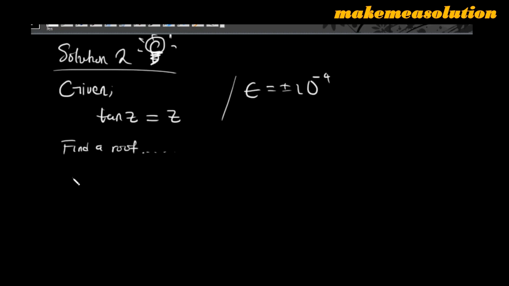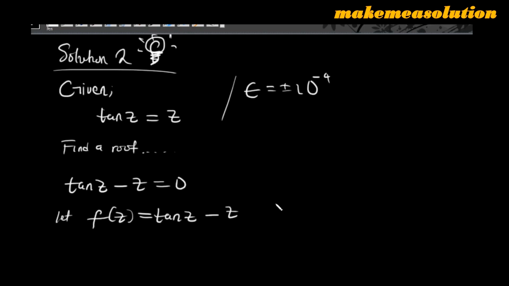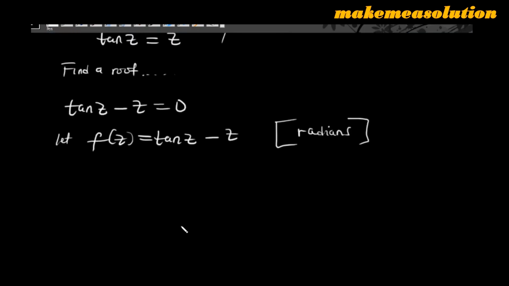First of all, you're going to say tan z minus z is equal to 0. So having expressed it like this, you're going to say let f of z be tan z minus z. Now take note, you have tan z minus z, so every calculation will be done in radians. So you're going to program your scientific calculator to compute these values in radians. Okay, you're not going to use degrees. Be very conscious of this. So let's see what we need to get to solve for a root of this particular function.